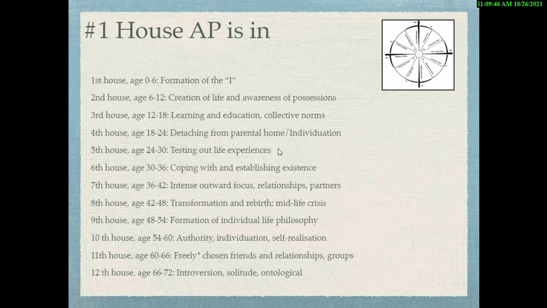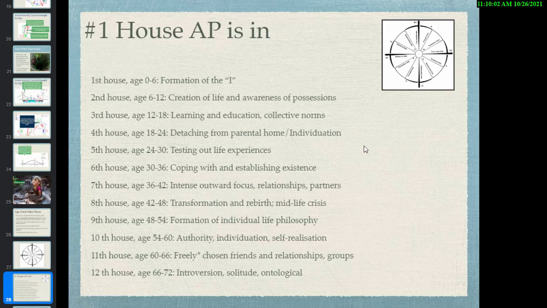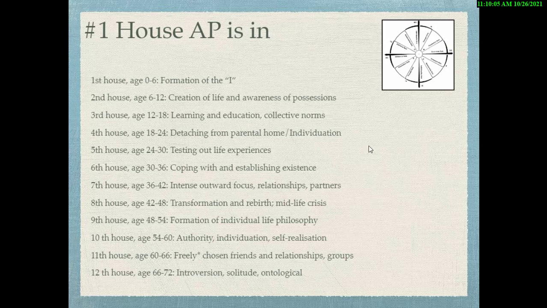The seventh house, 36 to 42, is really important because, as you can see up here, we've poked our head above the horizon again, and it's a very conscious area of the chart as a result. There's an intense outward focus around relationships, partners. The 8th house, 42 to 48, is really a transformation and rebirth phase, midlife crisis at that age 45 low point. The 9th house is really the formation of our individual life philosophy, and that's age 48 to 54.